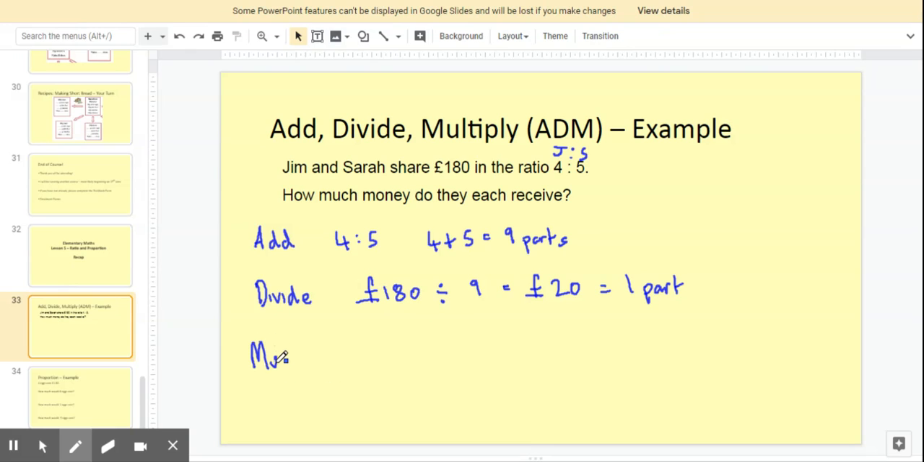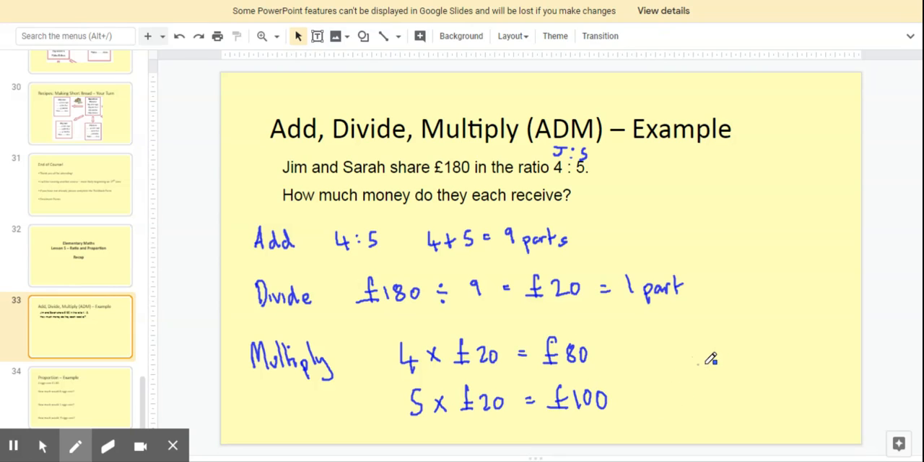The last step is to multiply. And this is where we go back to our ratio. And Jim gets 4 parts. So he's going to get 4 times the value of 1 part, £20. So he's going to get £80. And Sarah's going to get 5 times the value of 1 part. In this case, £100. So this would be for Jim, and this is for Sarah.